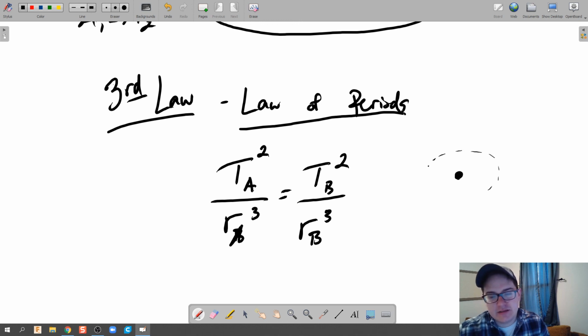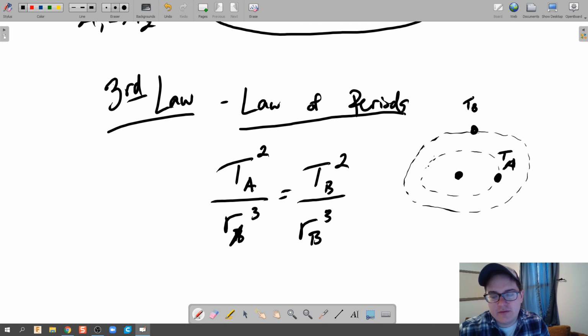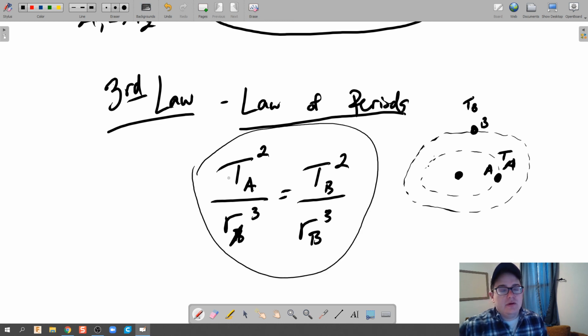Saying that if I have an object A, where it takes object A a certain amount of time to go around that planetary body, let's call this A, let's call this one out here B. If it takes object B a certain amount of time to go around, there is a relationship to object A, and that just follows this little law of periods. So if you know the period of one planet, the radius of that planet, and the period of the other planet, you can predict how far it is away from that planetary body.